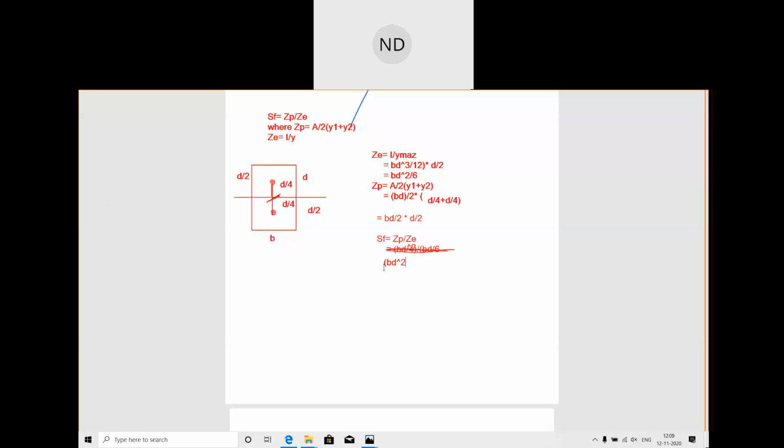BD square by 4, divided by BD square by 6. So how much is this? This comes to be 6 by 4, that means 1.5. So for the rectangular section, our shape factor is 1.5. Okay, for our rectangular section, this is 1.5. And similarly, we will have different shape factors for circular and for triangular sections.